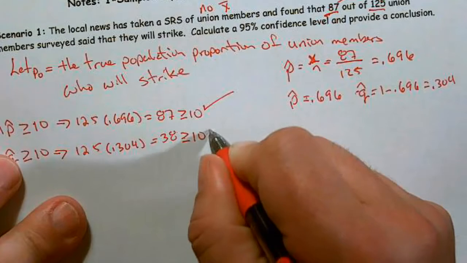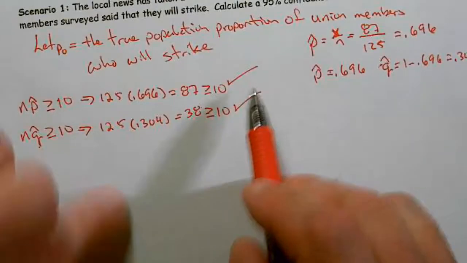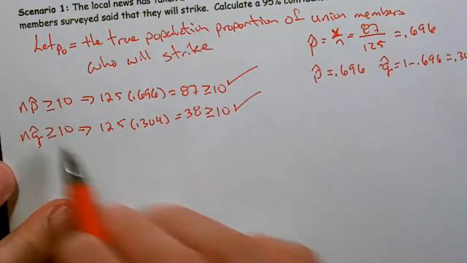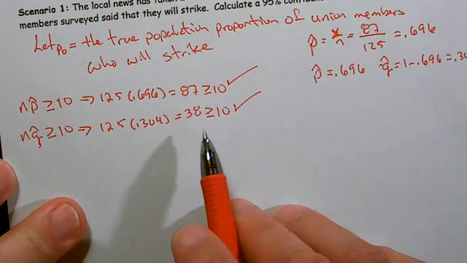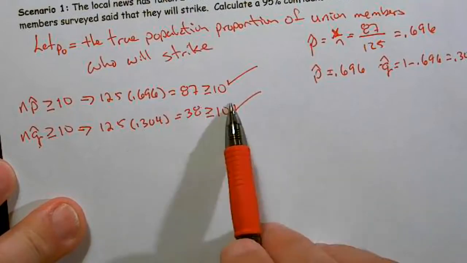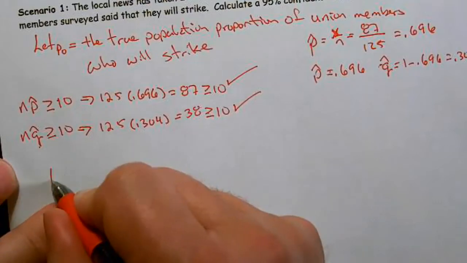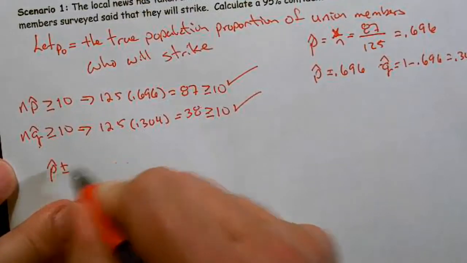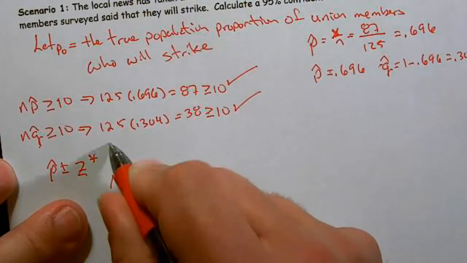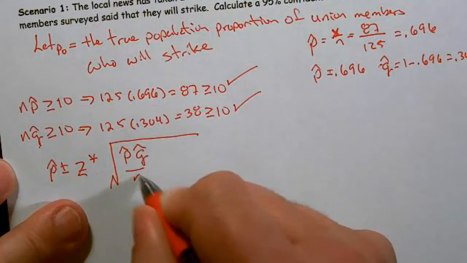And by the way, all you need to do is write that. If you just say that's greater than or equal to 10, that's fine. What you're really saying is it's large enough to use the normal approximation of the binomial. But right now, this will work for us. Okay, so we're going to write our equation: P hat plus or minus Z star times the square root of P hat Q hat over N.